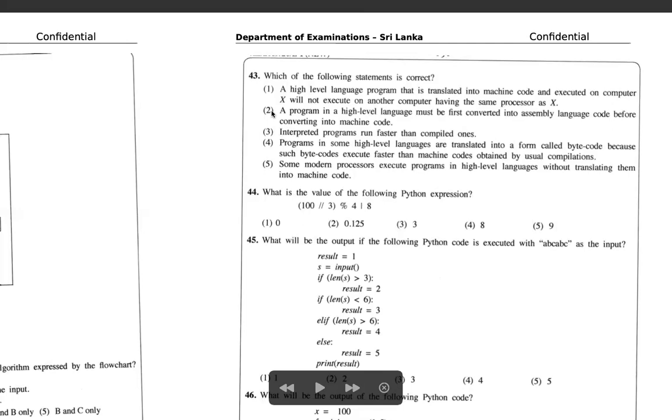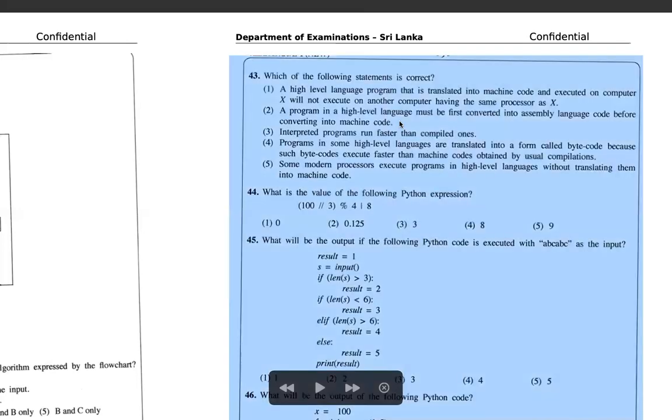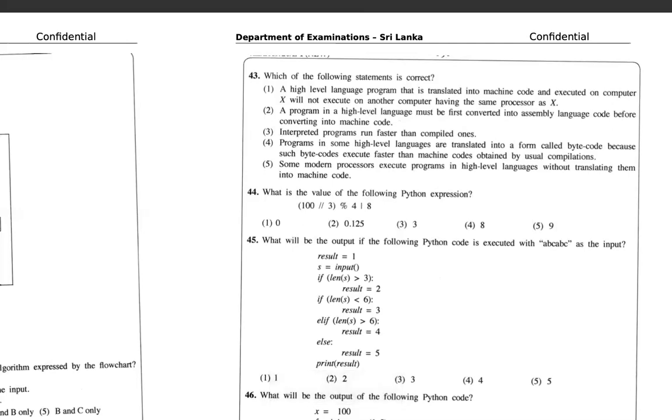43 you can take. You have given 1 as the answer, "will not execute." If both processors are equal, then the machine code will be executed in the second processor. So they are saying "will not," it's not "will not," it will execute. So this is somewhat correct. The second one is somewhat correct, but no proper answer.